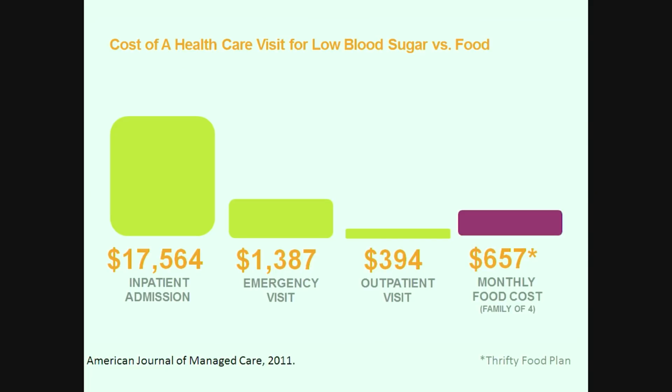You might ask yourself, how much does this really matter? This is some data from 2011, the most recent that we have available, that gives you the average cost in a managed care plan in the US for a single inpatient admission for low blood sugar: $17,564 per episode for every single one of those excess admissions. You can compare that on the right to the USDA's estimate of how much money it takes to feed a family of 4 on their lowest cost food plan, the Thrifty Food Plan: $657. A huge difference. We're going to come back to this in a minute.